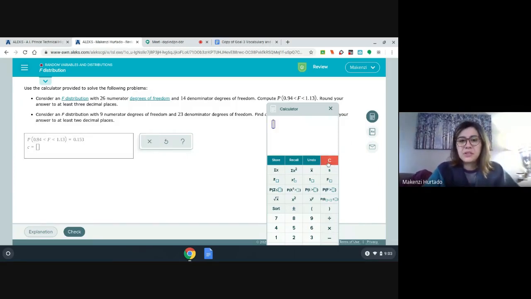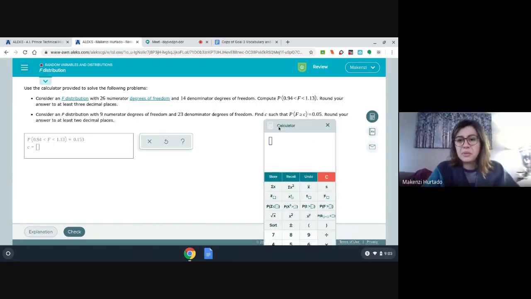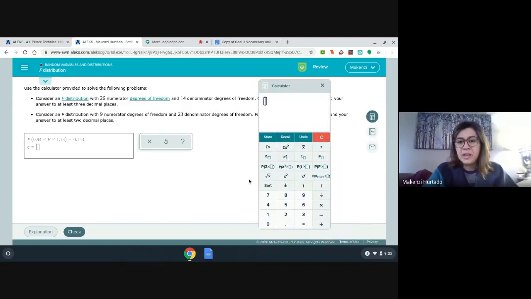Now the second question also has a numerator and a denominator, and then they're going to give you a proportion, which is in this case 0.05, F 0.05, and then our numerator is 9 and our denominator is 23. Rounding to 2 decimal places, 2.32.